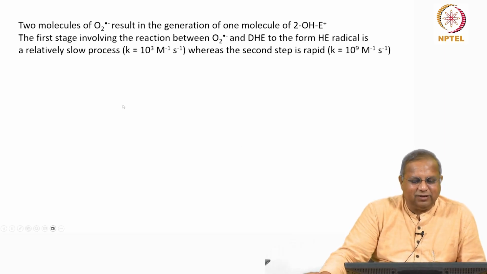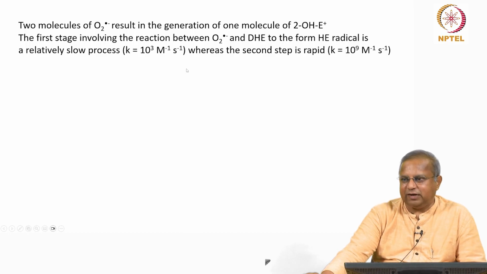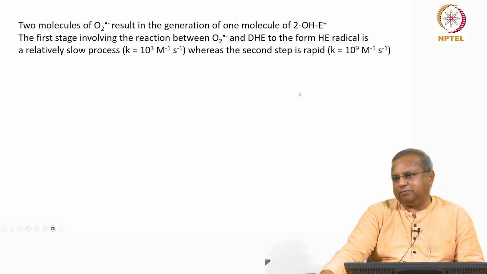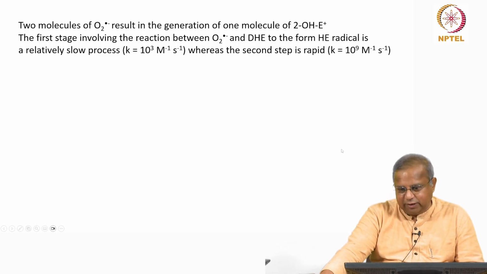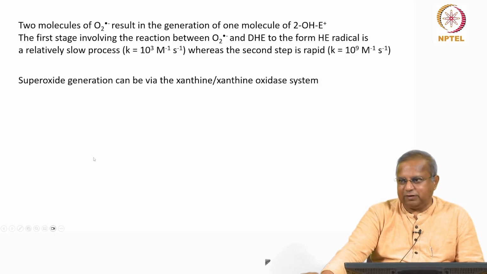Okay. This was mentioned. The first step involving the reaction between superoxide and DHE to form the HE radical, HE dot plus, is a relatively slow process, 10 power 3 per molar per second, whereas the second step is fast, 10 power 8 per molar per second, 10 power 9 per molar per second. Okay, so that is one aspect.